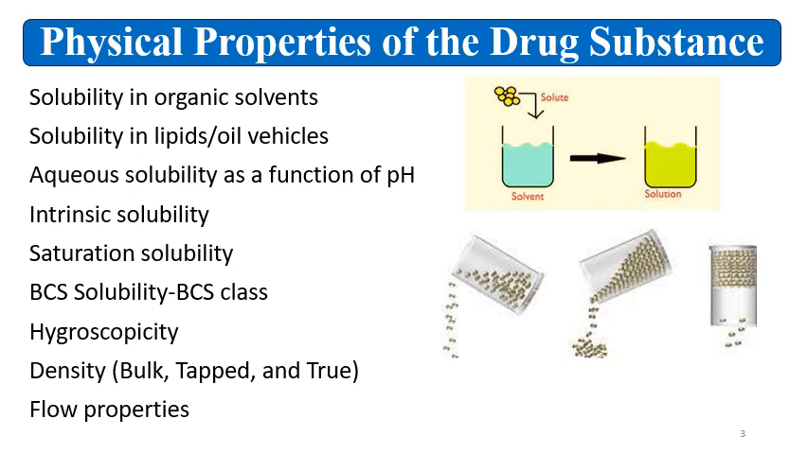Then the BCS solubility. BCS solubility involves four classes: BCS 1, 2, 3 and 4. Out of these four classes, BCS 1 and 3 are the molecules which show higher solubility, and BCS 2 and 4 molecules show lower solubility or poor solubility. Then hygroscopicity. Hygroscopicity means these molecules absorb water and the water content may increase. So for some of the molecules which are hygroscopic in nature, some precautions are required to be taken.